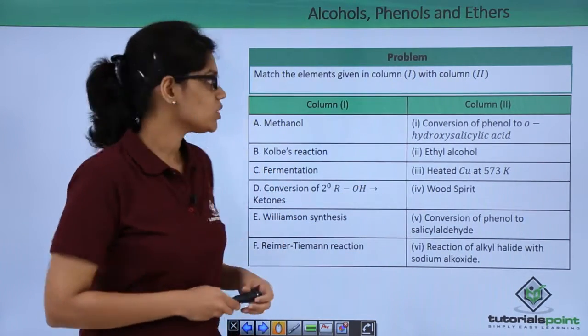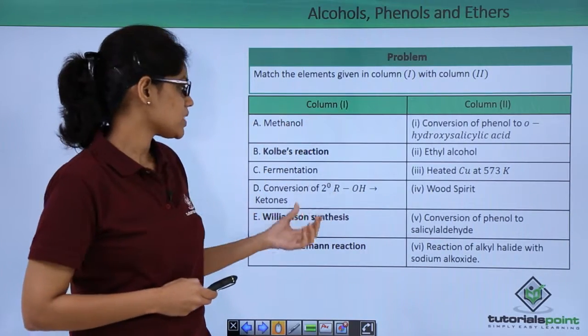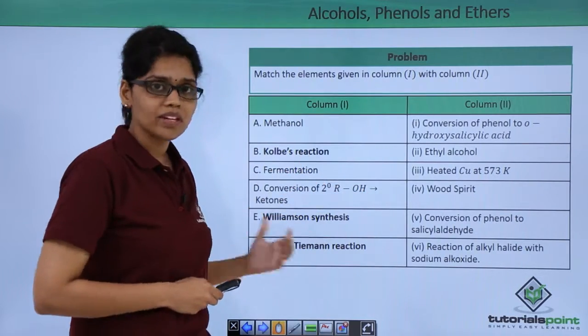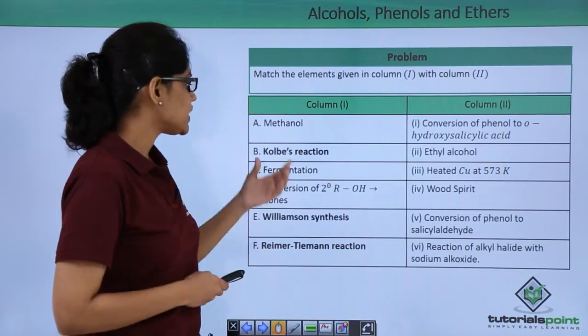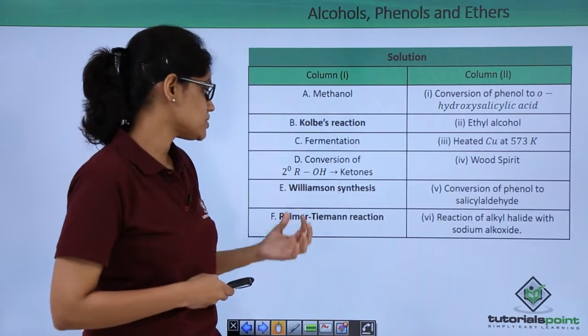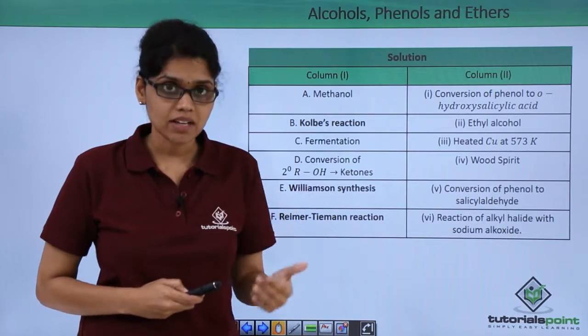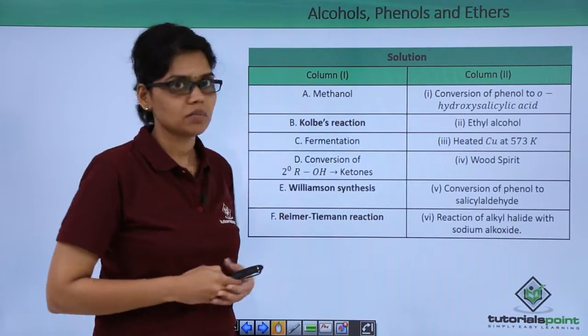Let's try to inspect all the elements in column 1 and we can see that we have methanol, Kolbe's reaction, fermentation, conversion of a secondary alcohol to ketones, Williamson synthesis and Reimer-Tiemann reaction. We can easily note that Kolbe's reaction, Williamson synthesis and Reimer-Tiemann reaction can be easily identified because these are named reactions, and we are also very familiar with the products obtained in each of these named reactions.